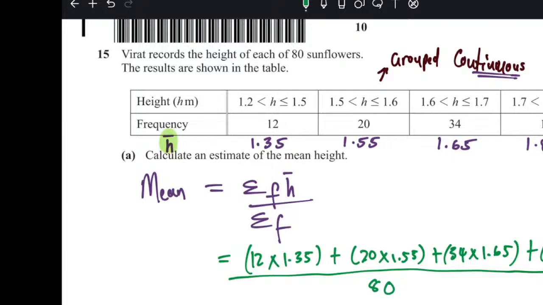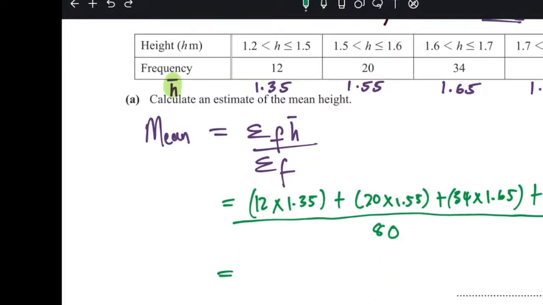So now, get me an answer. You get the one on the top first. Don't be lazy. Punch it exactly like it is. Put those brackets. Punch it exactly like it is. Then you get an answer. Then you divide by 80. What do you get?